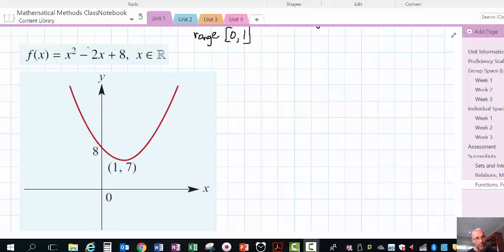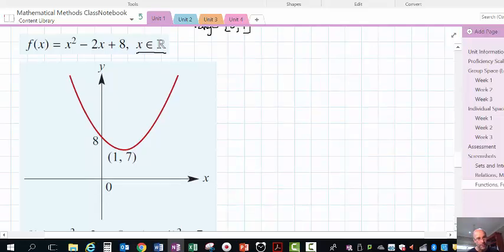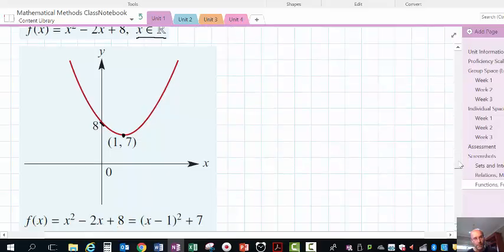We see x squared minus 2x plus 8, and basically we've got an unrestricted domain. Okay, x can be any real number. So we can see that if you plotted that, it would produce that graph, and we can see a couple of key points. The turning point there is (1, 7), so that's the lowest point. Cuts the y-axis, the y-intercept is 8.